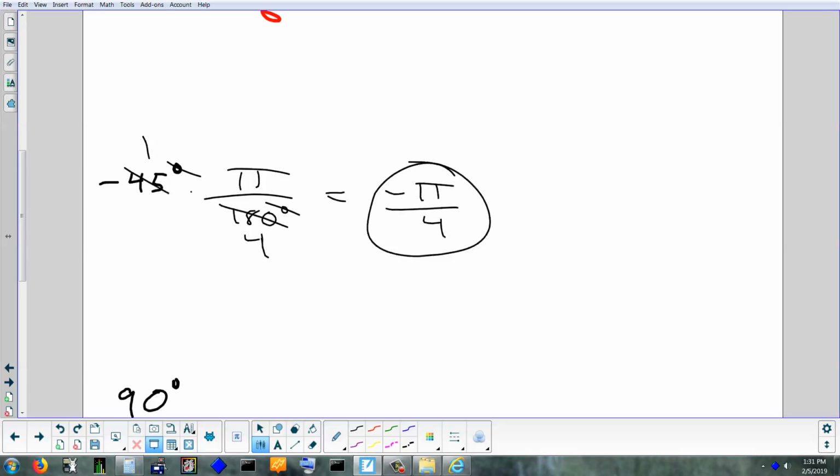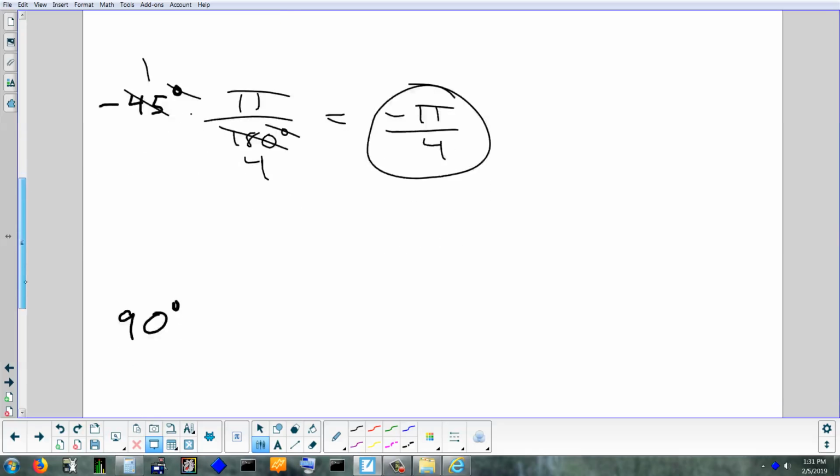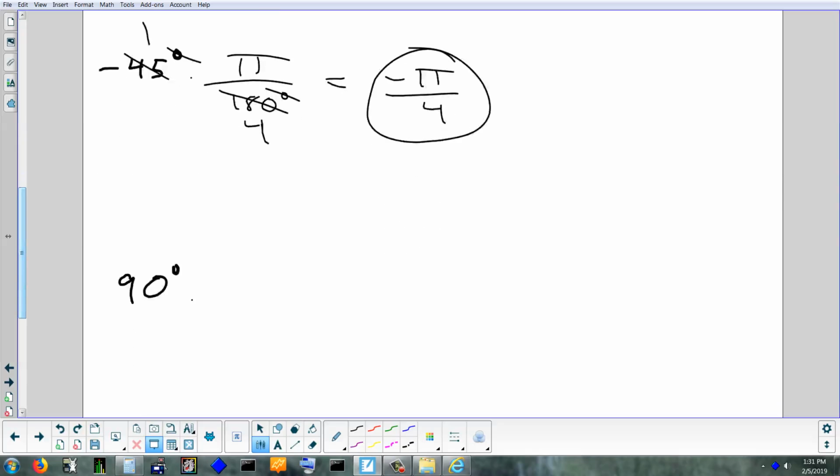As I went around, some people had the negative in the top, some people had it in the bottom. It doesn't really matter. I usually put negatives in the top, but if you put it in the bottom, that's okay. Okay, let's try this one.